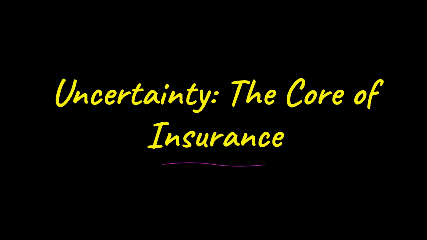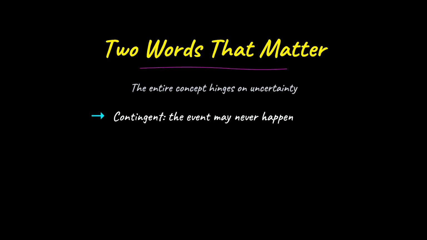At its legal core, insurance is just a contract. One party pays a premium, and the other promises to indemnify against loss from a contingent or unknown event. Every policy, no matter how complex, reduces to that single sentence. The weight of the definition rests on two words, contingent and unknown.